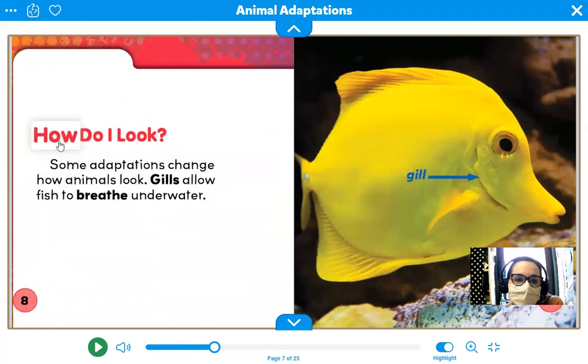Okay, this heading says, how do I look? So what does that tell me? That tells me that this section is going to be about the way that these animals look, probably about the way they look helps them to survive. Some adaptations change how animals look. Gills allow fish to breathe underwater. Here's an example of a gill, and it looks like those two words are in bold, so they're going to be in the glossary.